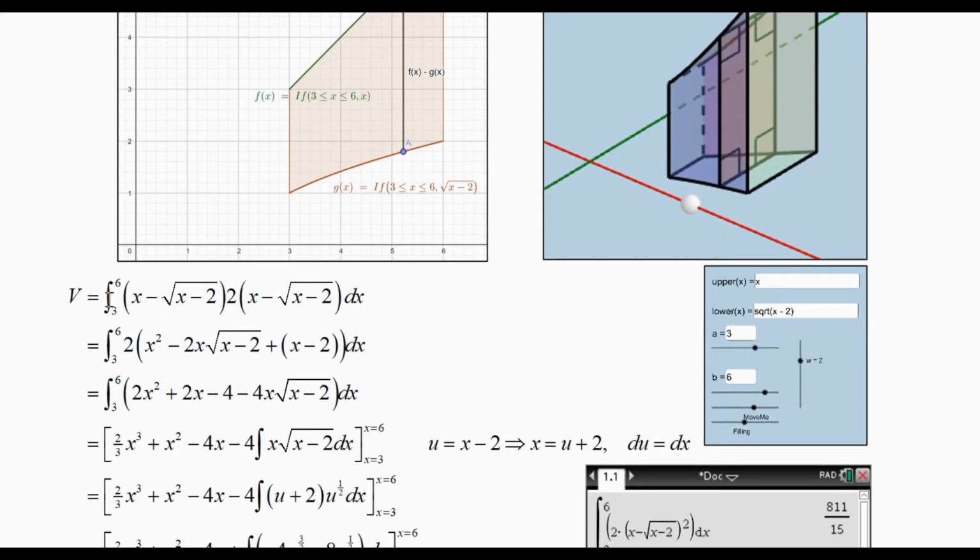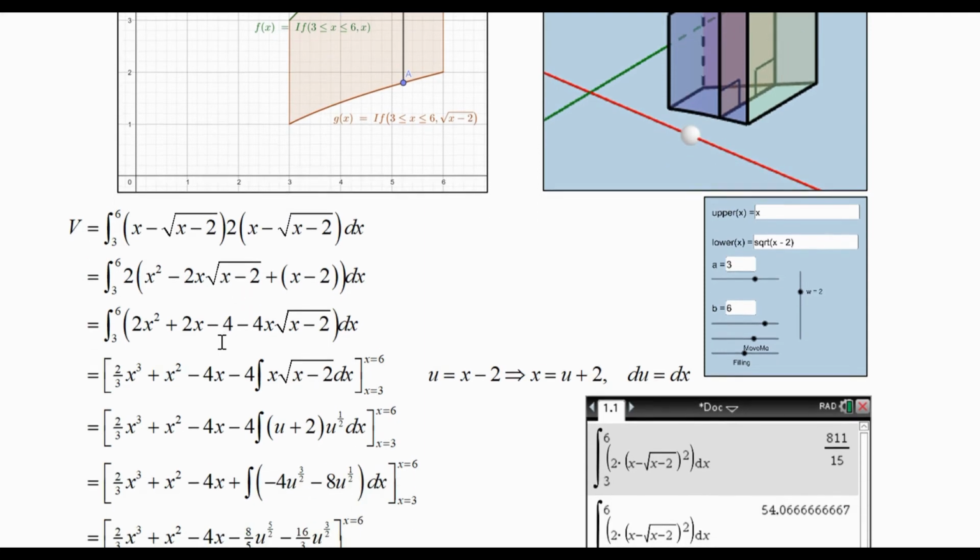I'm going to leave the 2 out for the moment and multiply this binomial times itself. Do FOIL to distribute. x times x is x squared. Square root of x minus 2 times square root of x minus 2 is x minus 2. Two negatives multiply together to be positive. For the middle term, you multiply and double it because the outer and inner terms are the same. They double up. So it's minus 2x square root of x minus 2.